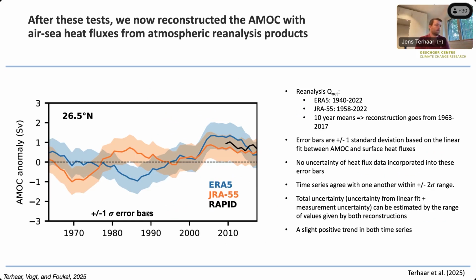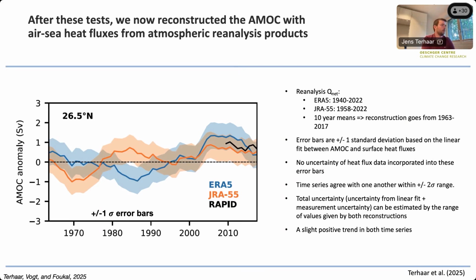And the two time series agree within the plus minus 2 sigma range. There's only this small spot here where they don't agree within plus minus 1 sigma, but given the number of years that we have here, it is expectable that they don't always agree. And it gives a first idea of the whole uncertainty also associated with the air sea heat flux estimates. We just get a slight positive trend in both time series, but not a significant positive trend. And this is basically our main result.